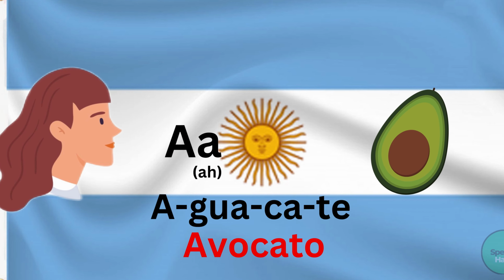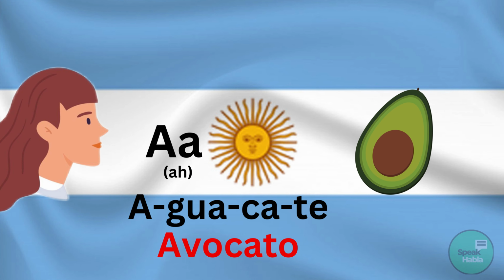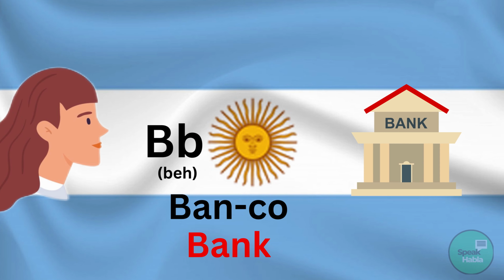Let's get started. The letter A sounds like A. Say it with me. A. Now, let's say it in an example. Aguacate, avocado. Okay, one more time. Say it with me. A. Aguacate. Very good.